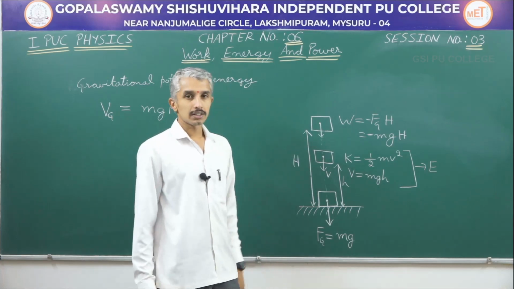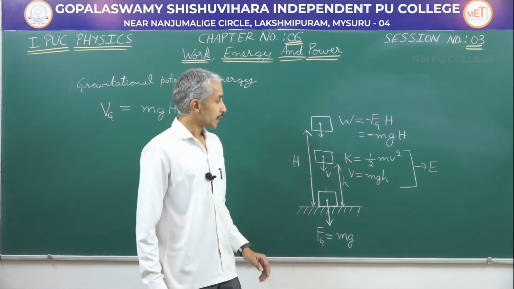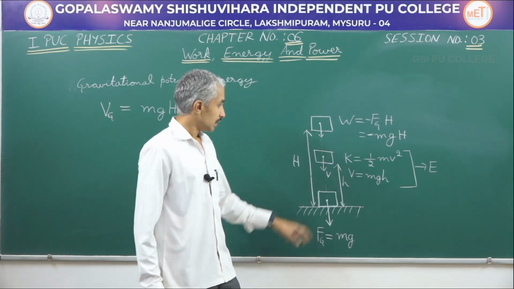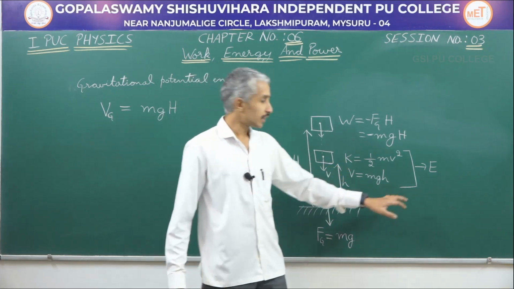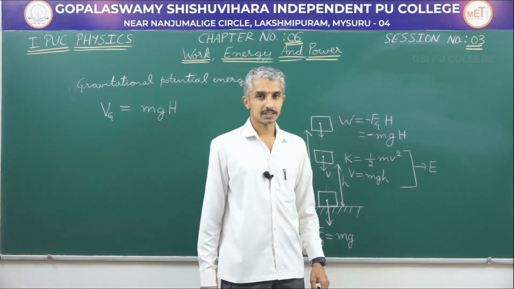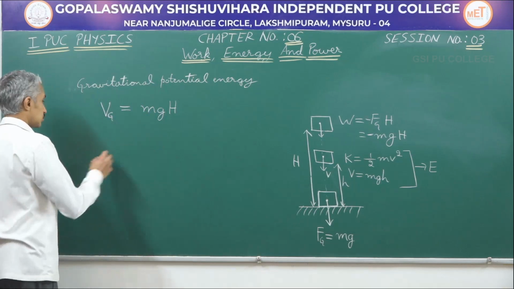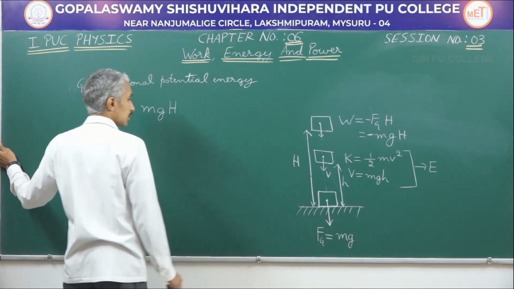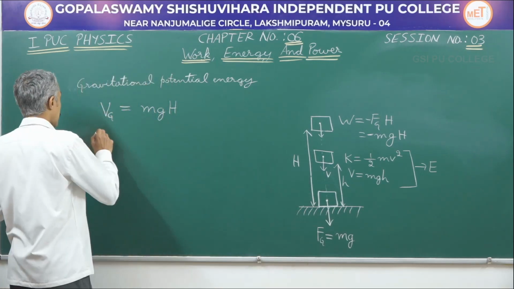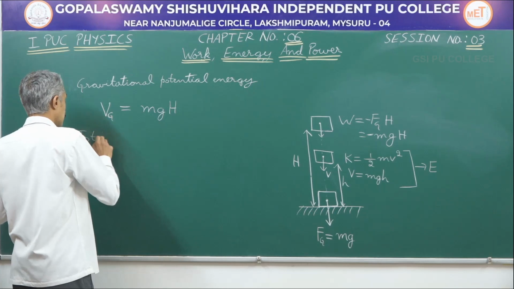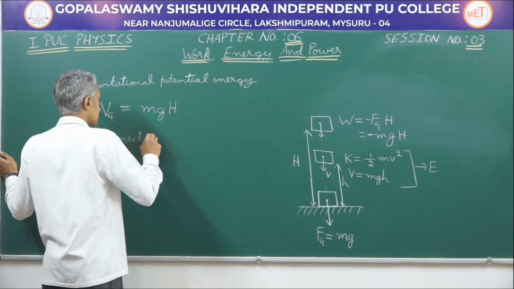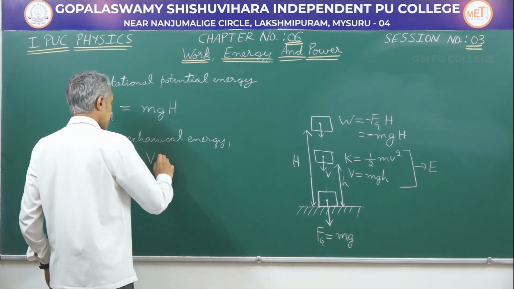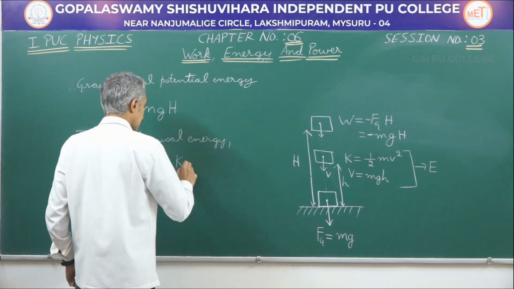So an object under the influence of a conservative force can possess both kinetic energy and potential energy at the same time, and the sum of kinetic energy and potential energy is called the total mechanical energy. So in an intermediate state, or somewhere between ground and the maximum height h, the object possesses a total mechanical energy represented by capital E, and it is equal to the sum of potential energy plus kinetic energy.